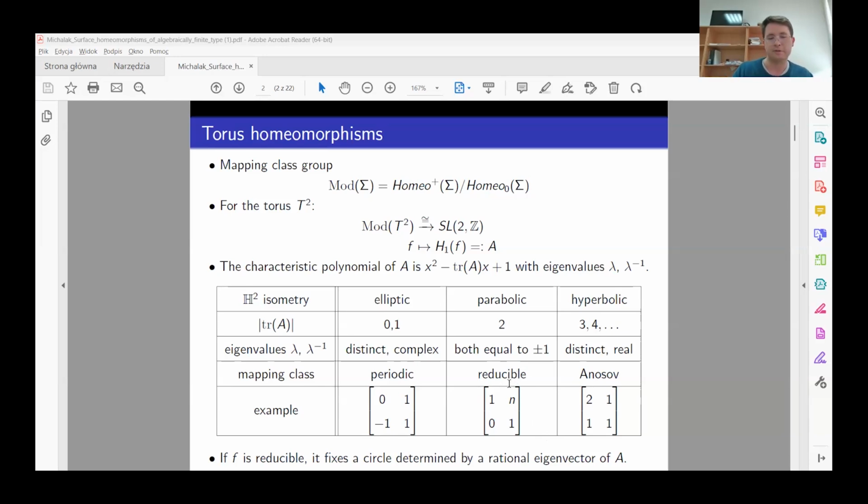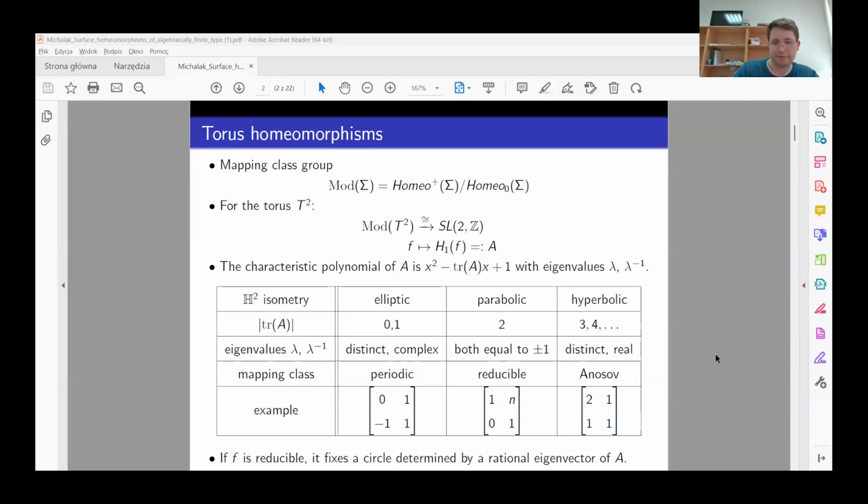So we can cut this torus, the surface, into some pieces on which the mapping class or matrix still acts. And also we have the Anosov case, where the eigenvalues are lambda and lambda inverse, and lambda is greater than 1 in this case. So in some direction, we stretch the circle or the eigenspace with constant lambda, and in the other direction with constant lambda inverse.